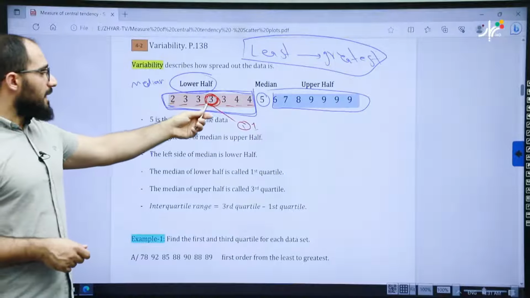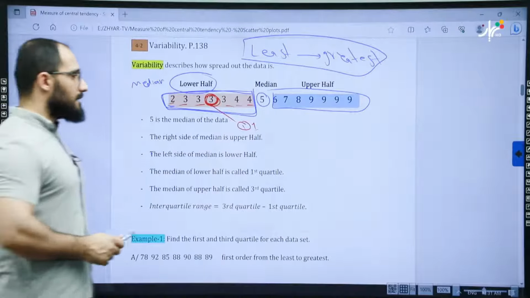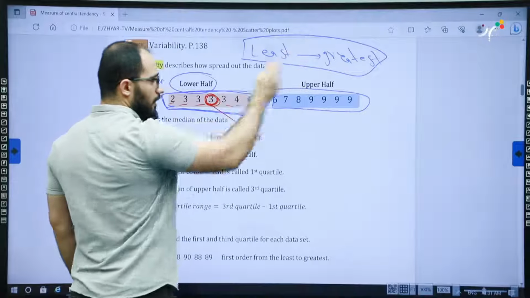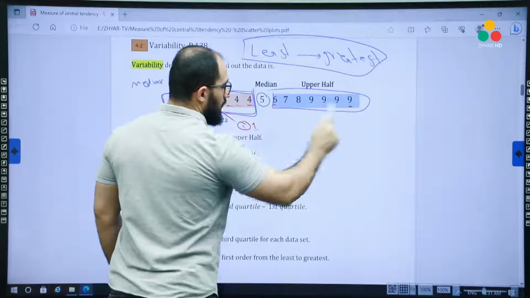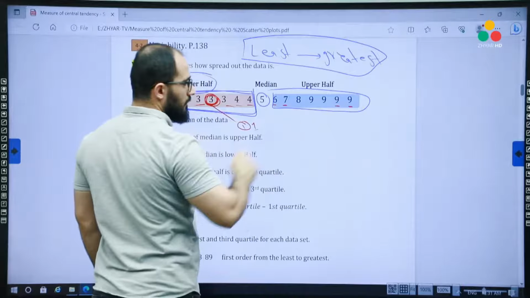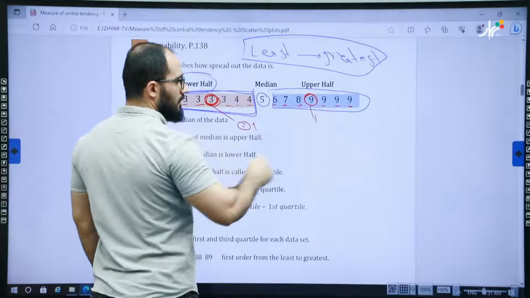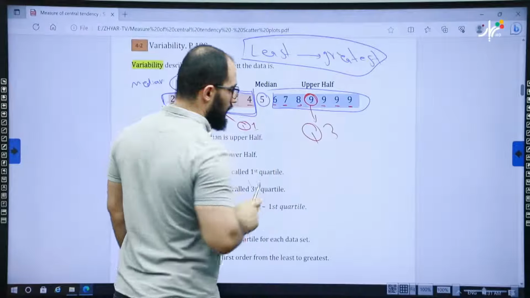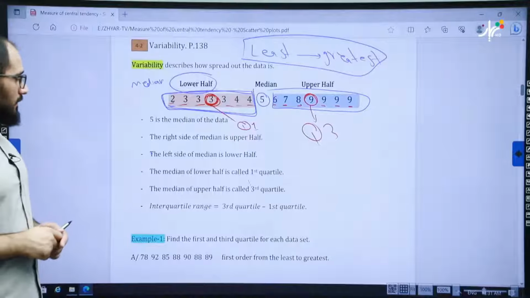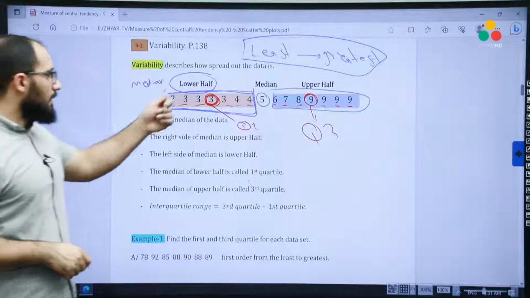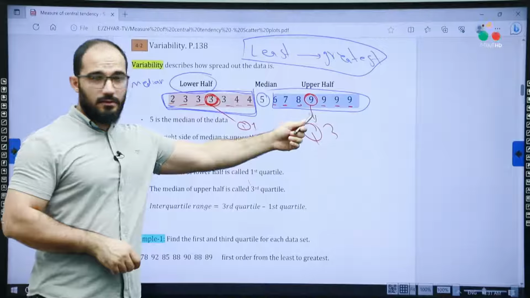Again, the median of the lower half is called the first quartile, and the median of the upper half is called the third quartile. If you find the median of the upper half, we get 9. So this is Q3, or you can say third quartile. So this is about lower half, upper half, first quartile, and third quartile.